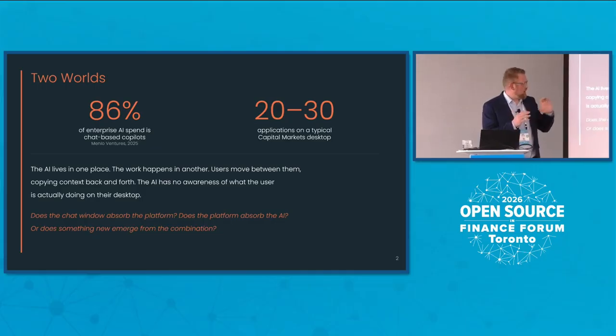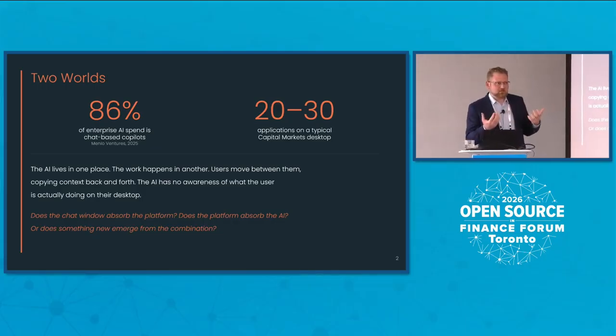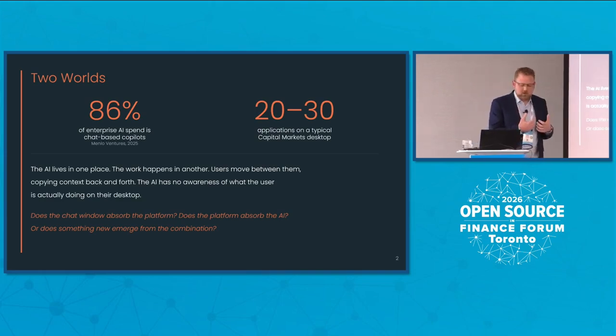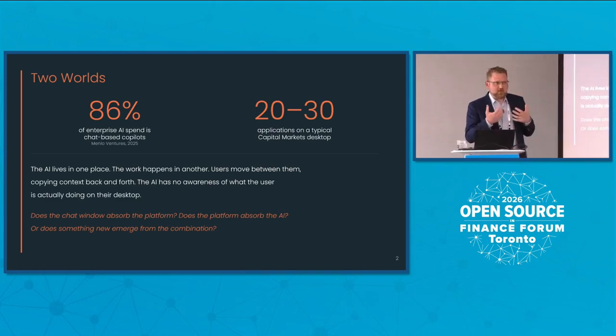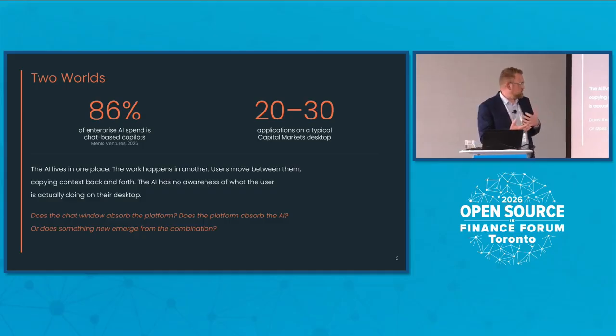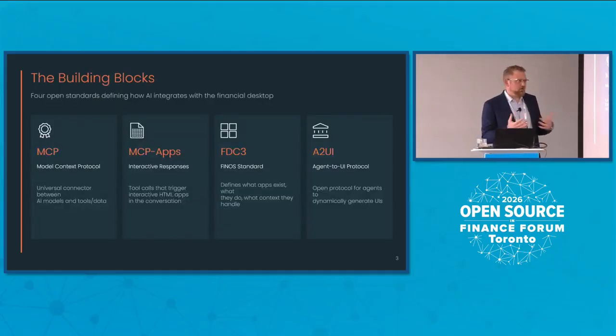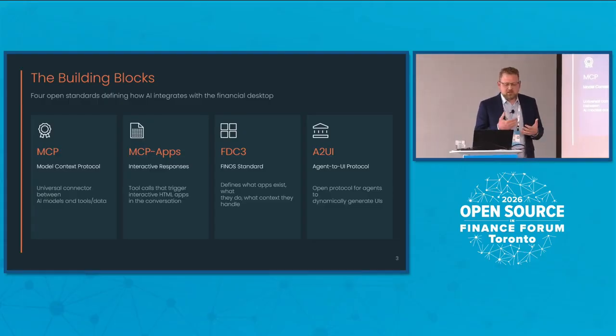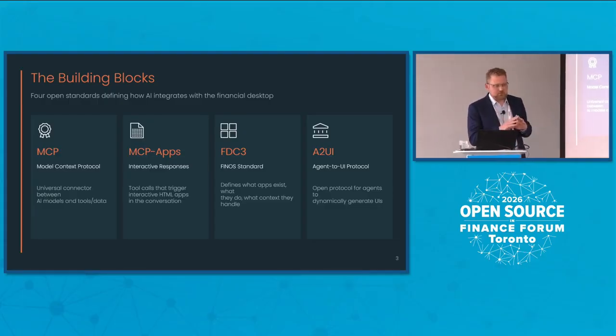So if you start to think about these two worlds coming together, does the chat experience that typically represents AI absorb or subsume the platform? Or does the platform absorb the AI? Or are there more patterns that are emerging that we should think about? So before we go any further, I want to talk about some of the building blocks that we're seeing today from an open source standards perspective.